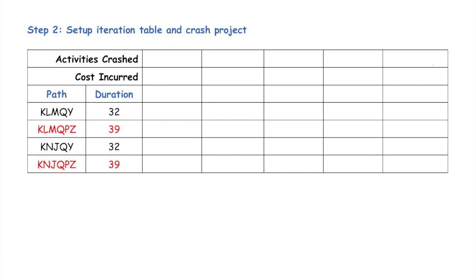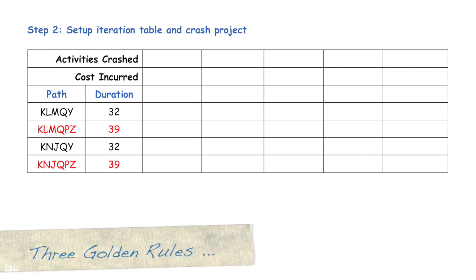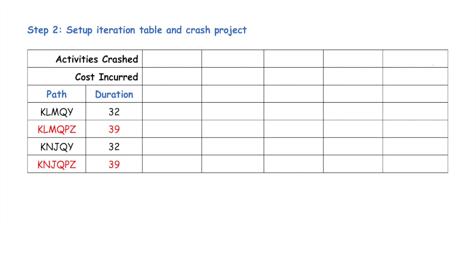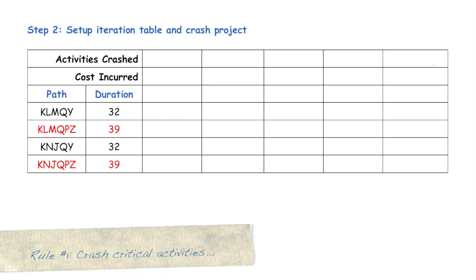And now that we have this table set up, I'm going to quickly remind you of the 3 rules to follow when you're crashing a project. The first rule is to always be crashing critical activities. The second rule is to remember to crash all critical paths simultaneously within each iteration. So whenever a project has more than one critical path, at the end of each iteration, you really have to make sure you've shortened all of them.